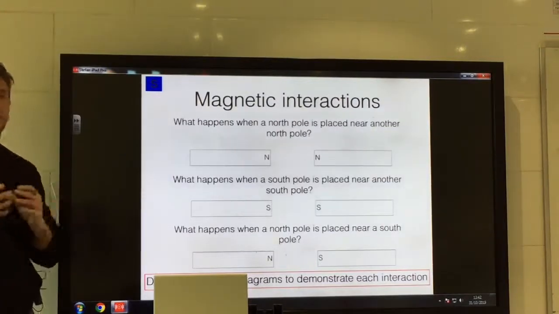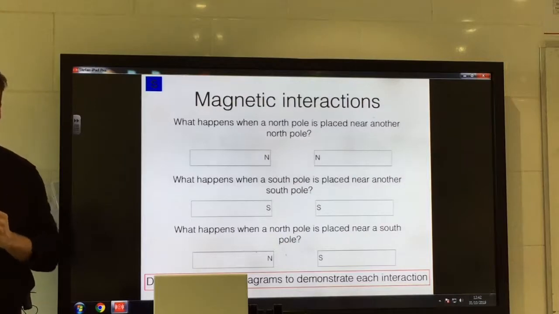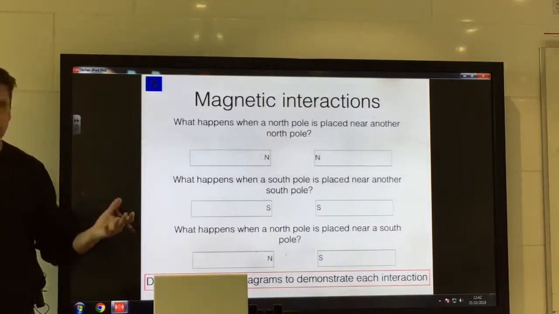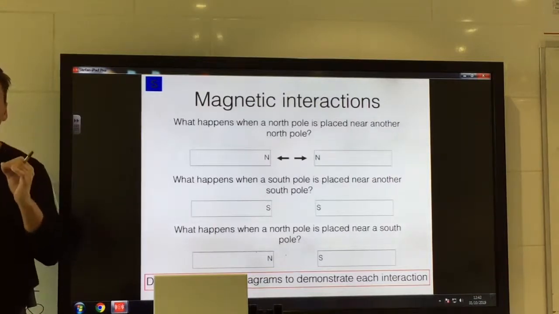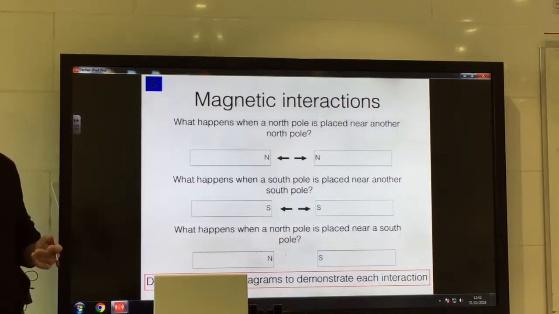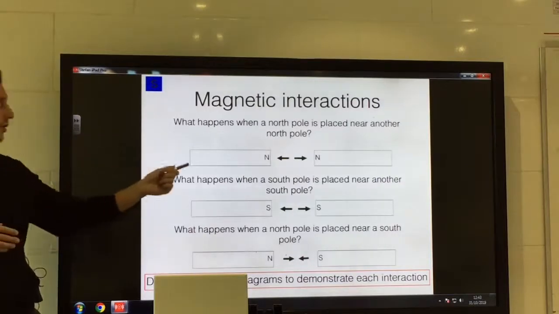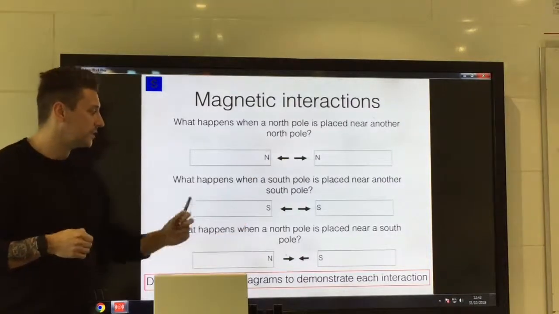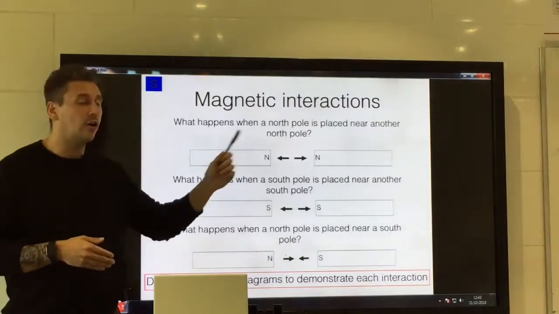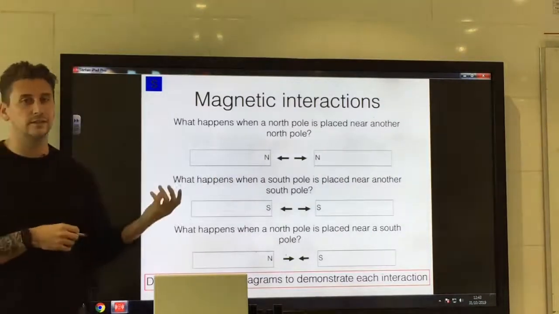I just want to know what the force interaction is between them. And for north and north, just like a positive and positive, they will repel. So the same poles repel, which means obviously when we get to the bottom, north and south, those two magnets will attract. And if you look at these arrows, they are in opposite directions to one another, and they are the same size. And it's not coincidence.